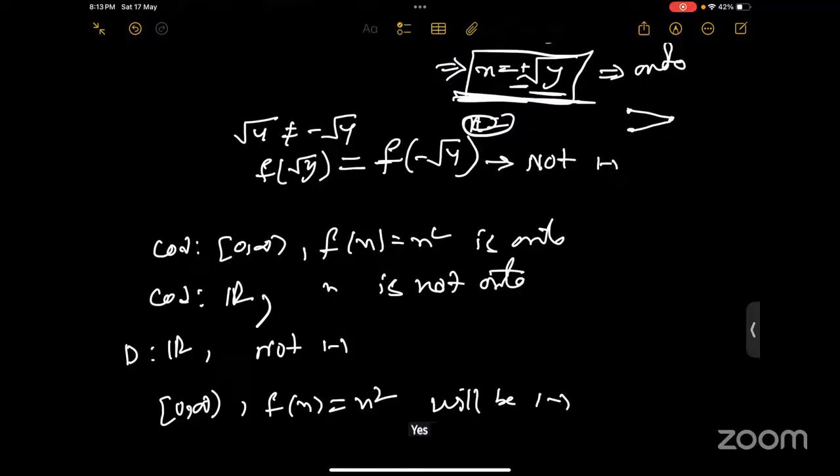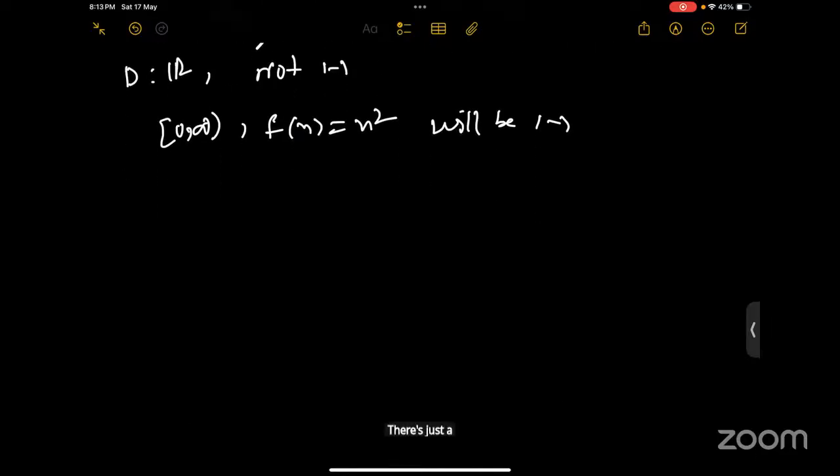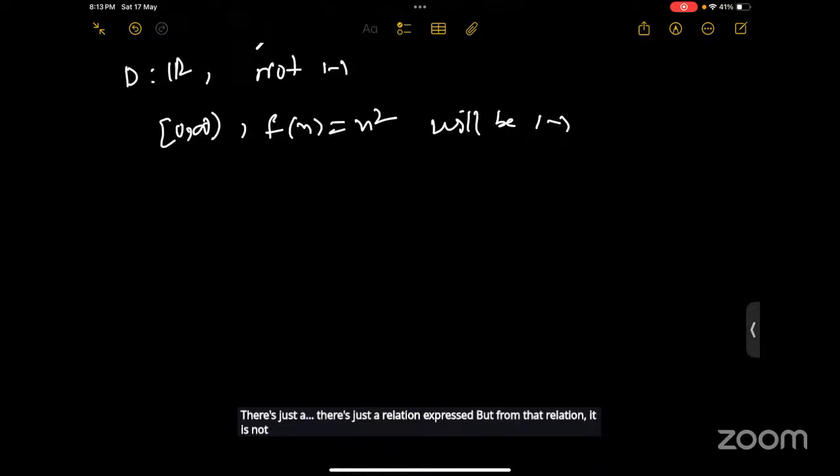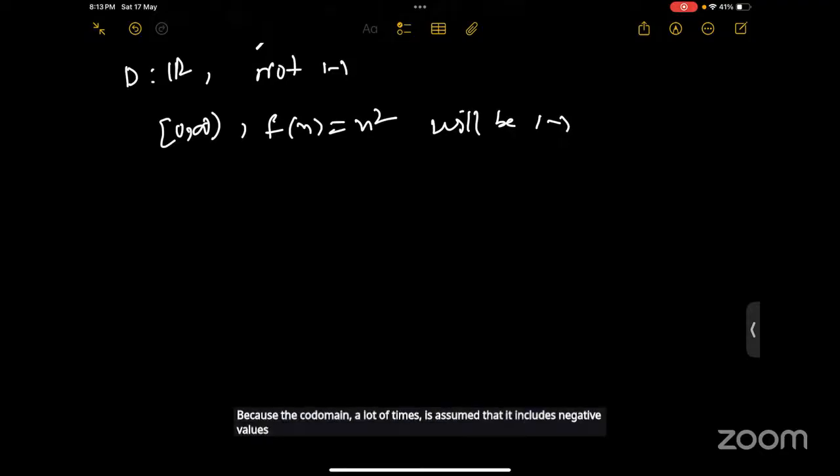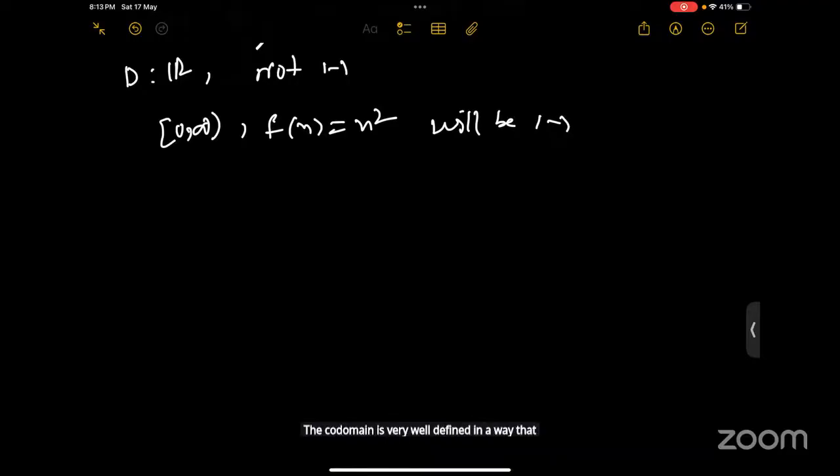Yes. So is it clear? Yes, it is clear. Although a lot of times in problems, a relation is just expressed, but from that relation, it is not easy to guess what the codomain is, right? Because the codomain is a lot of times assumed to include negative values also. But in this particular example that you showed me, the codomain is very well defined in a way that there are only positive numbers. But in such problems, why is it that people imagine the codomain?